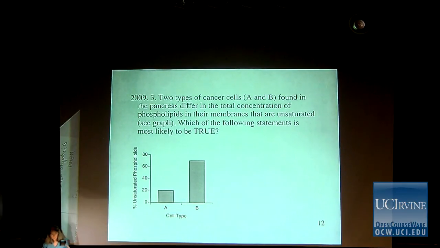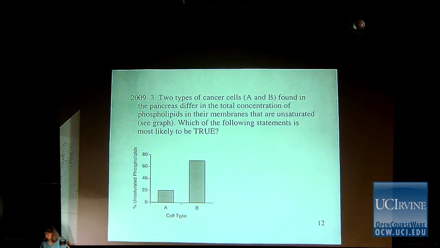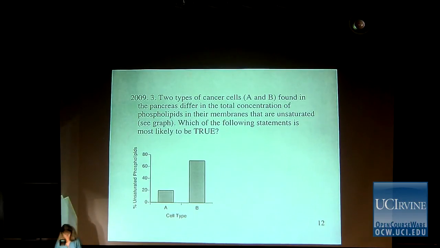Two types of cancer cells, A and B, found in the pancreas differ in the total concentration of phospholipids in their membranes that are unsaturated. Which of the following statements is most likely to be true? And again, I haven't given you any of the statements. So look at this, and then we'll go through what we know from this graph. Okay, let's go through what we know about this.